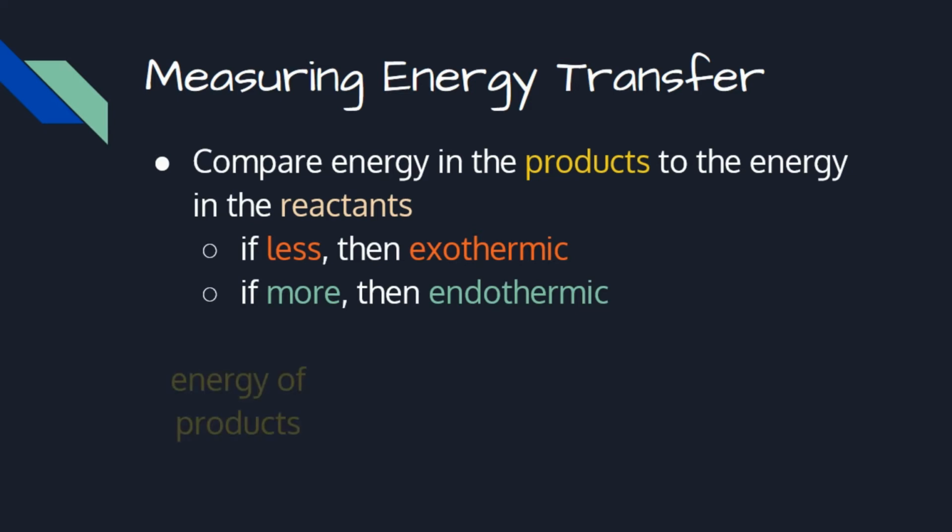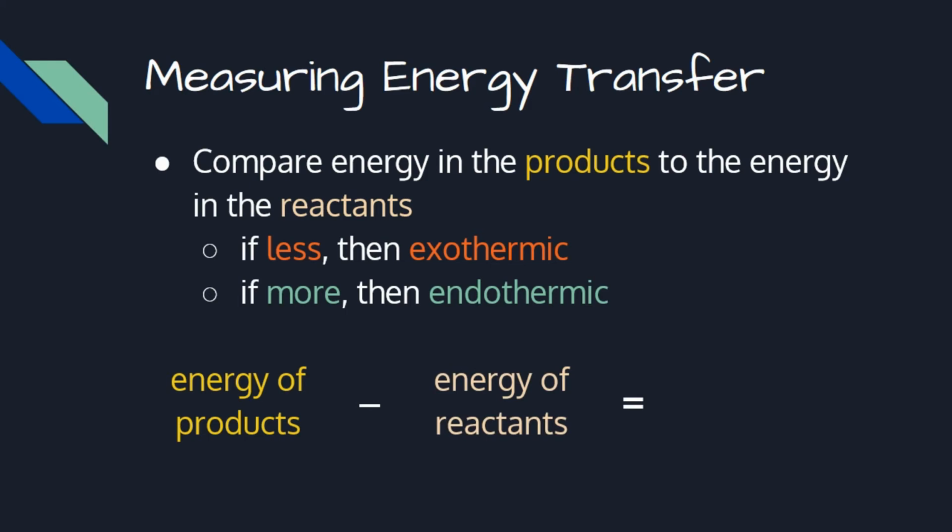If you want to set up a math equation, we're going to say the energy of the products minus the energy of the reactants is going to be our change in energy. And again, if the energy of the products is more than the energy of the reactants, that's going to be endothermic. If the energy of the products is less than the energy of the reactants, that's going to be exothermic.